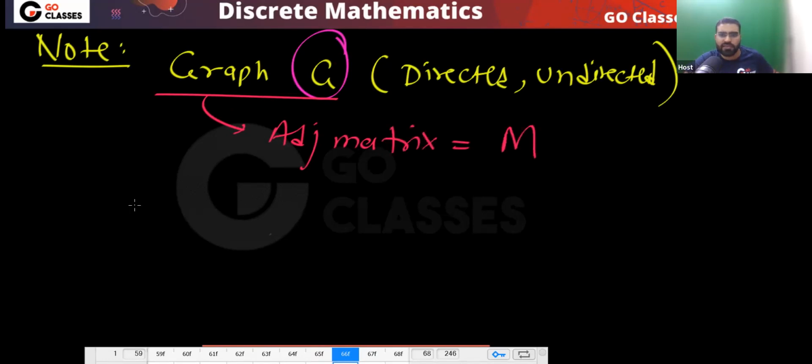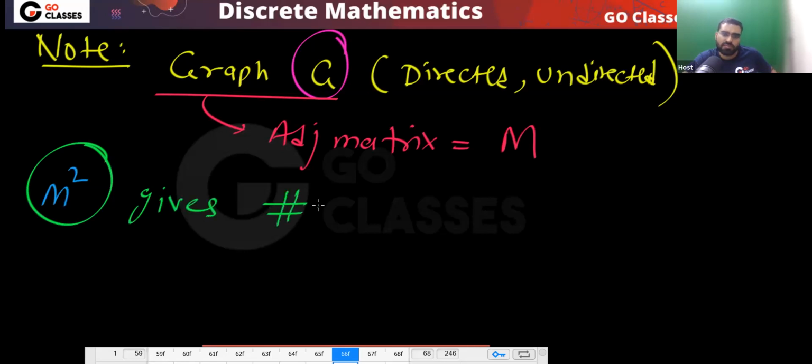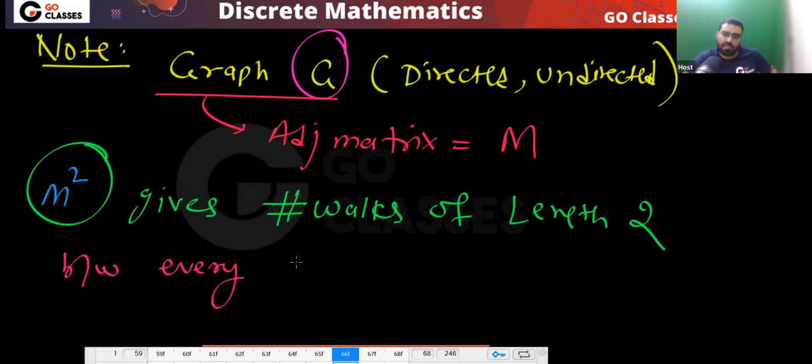Now what we are saying is that if you compute M power 2, what will this M power 2 tell you? It gives the number of walks of length 2 between every pair of vertices. Is this clear? Please tell me. Let me know, is this clear to everyone?